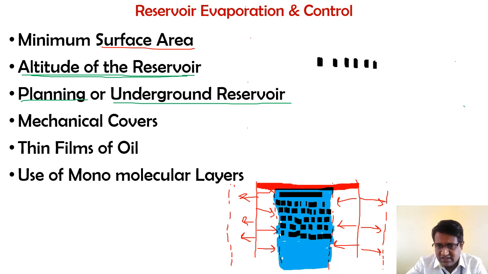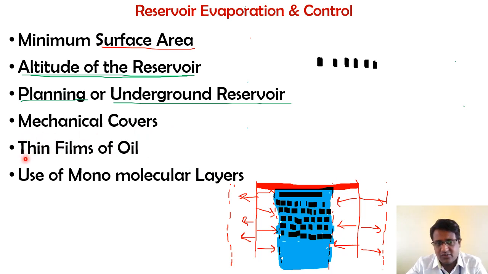So they used all those balls and just left them on top of that storage tank, which was a huge tank, right? With that, they reduced the amount of evaporation that was going to take place over there. So this can be one example of mechanical covers.